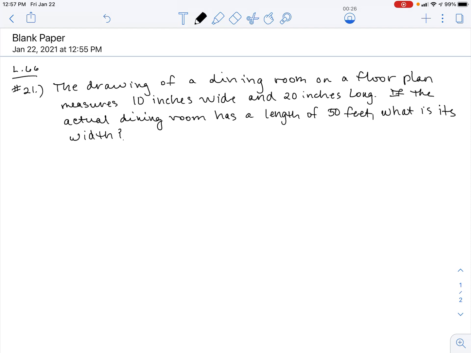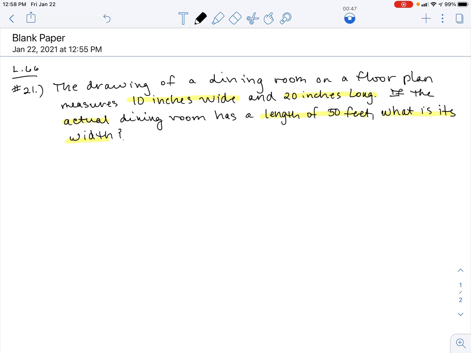Here's the problem. The drawing of a dining room on a floor plan measures 10 inches wide and 20 inches long. If the actual, there's that word actual, dining room has a length of 50 feet, what is the width? Okay, so this is a ratio problem.